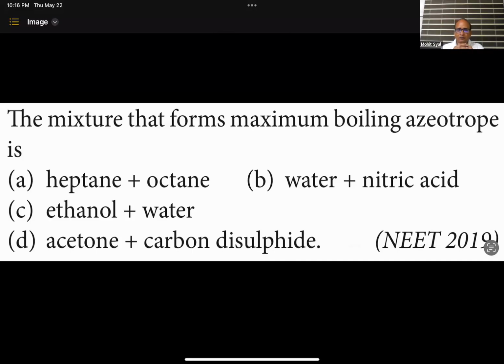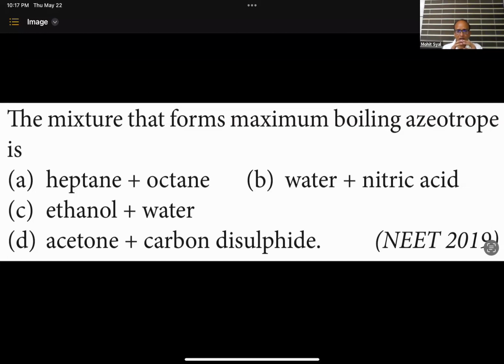where you require more heat to boil. The boiling point increases. It happens when the vapor pressure decreases. If the vapor pressure is lower than whatever is predicted by Raoult's law, then you need to heat the solution more strongly, and that becomes a high boiling azeotrope or maximum boiling azeotrope. Clear?